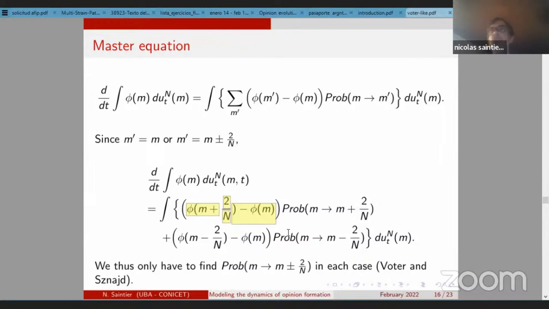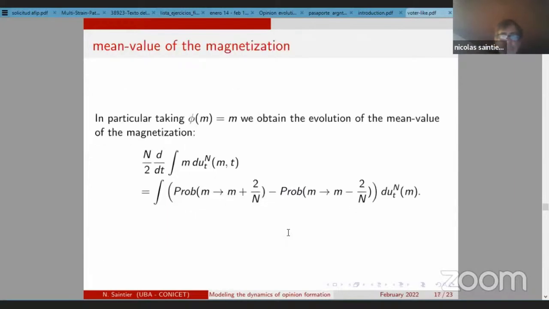It will be called a grazing limit. And it will be very useful to approximate an integro-differential equation by a partial differential equation, like a Fokker-Planck equation. Okay, so let's say there is one easy consequence we can already get.